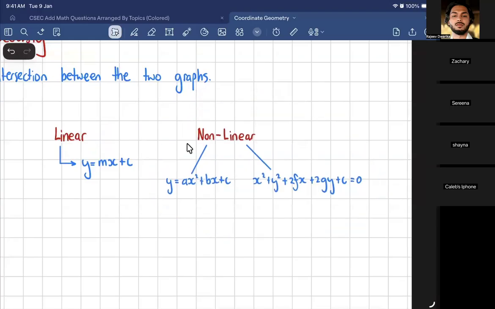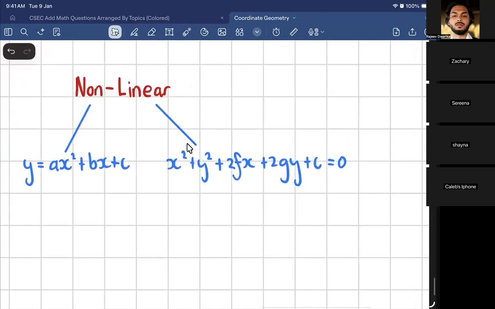Yes or no? Yes, sir. Okay, cool. Now, technically, the equation of a circle is not a function. It's actually an example of a one-to-many graph. Those of you doing Form 5 maths, do you remember what a one-to-many graph looks like? Serena and Sheena, do you know one-to-many? Yes, sir.